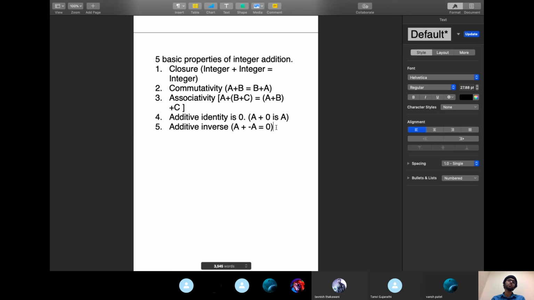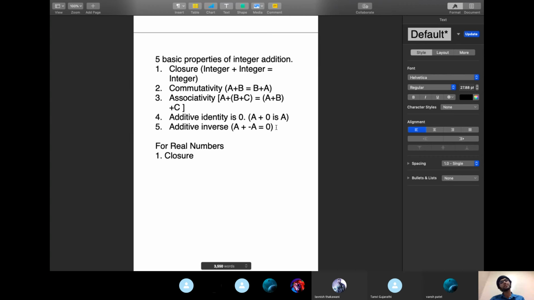So now let us talk about these things for real numbers. Okay, let's talk about them for real numbers. Do you think that if I add any two real numbers, I will always get a real number? Now there's a very simple way to prove this. There's an extremely simple way to prove this.